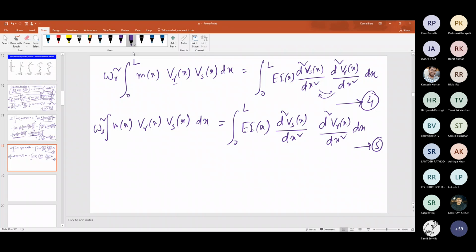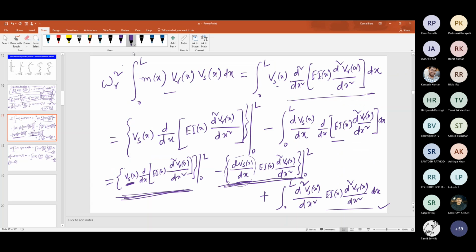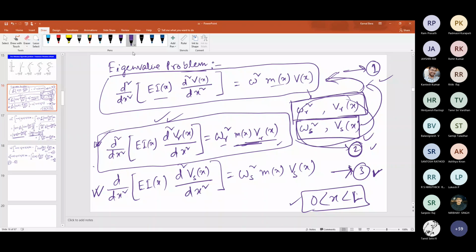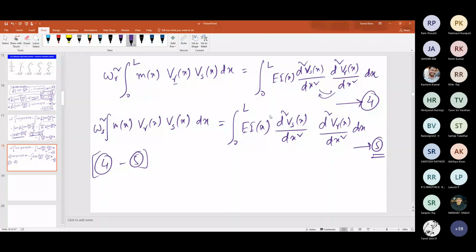Equation 5. Now 4 minus 5. So all agree till equation 5, starting from equation 1. Anybody has a problem or any difficulty in understanding what is going on? So many equations, but it is just writing big expressions. It is straightforward. Any problem? No problem. So 4 minus 5, what will we get?